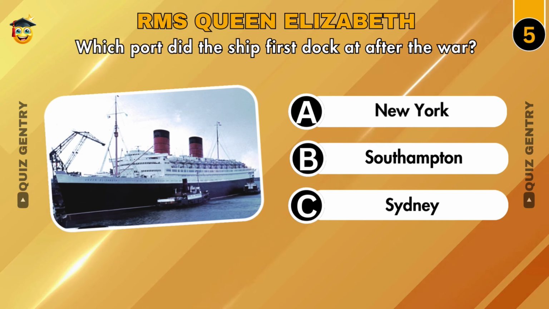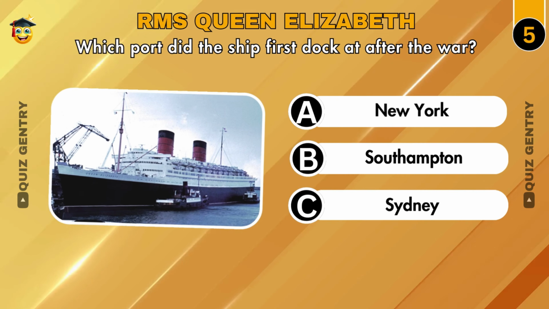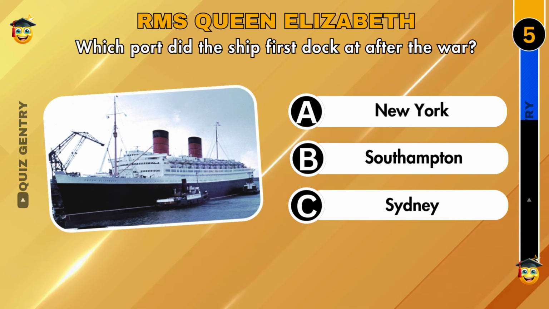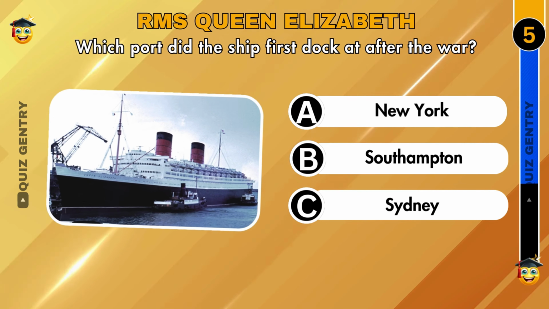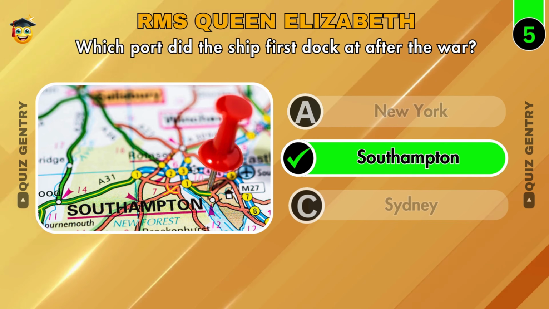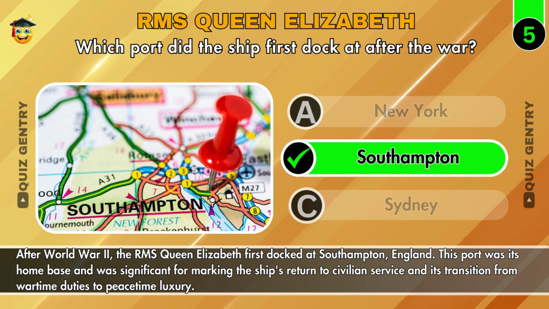5. Which port did the ship first dock at after the war? New York, Southampton, or Sydney? Southampton. After World War II, the RMS Queen Elizabeth first docked at Southampton, England. This port was its home base and was significant for marking the ship's return to civilian service and its transition from wartime duties to peacetime luxury.